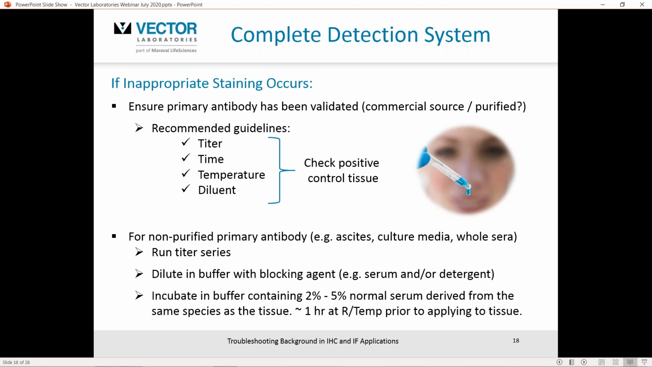Dilute this antibody in buffer with either a serum and or a detergent, like we mentioned, a Tween or a Triton. And one small trick is to dilute that primary antibody in about 2 to 5% normal serum derived from the same species as the tissue specimen. Let that incubate for about 1 hour at room temperature prior to putting that on the tissue section. That will absorb out sticky proteins from the sera or ascites it might be derived from.